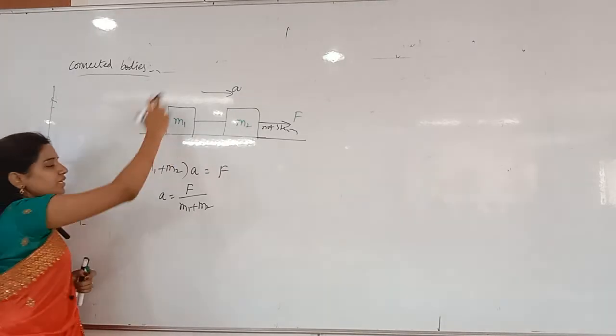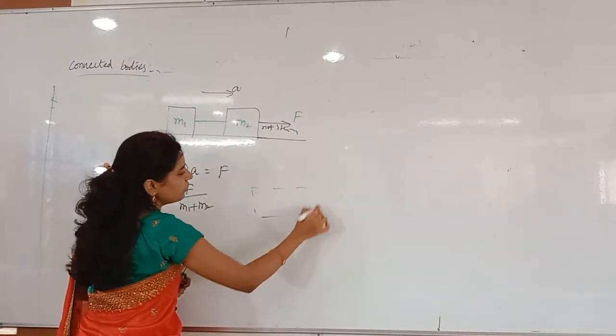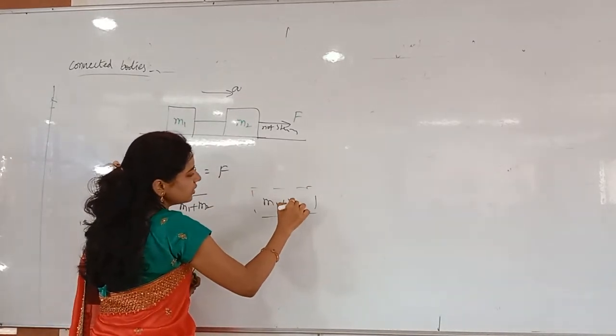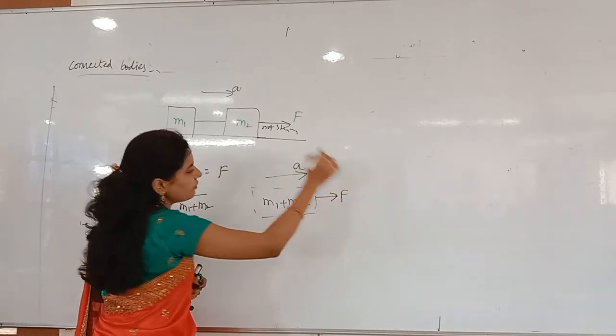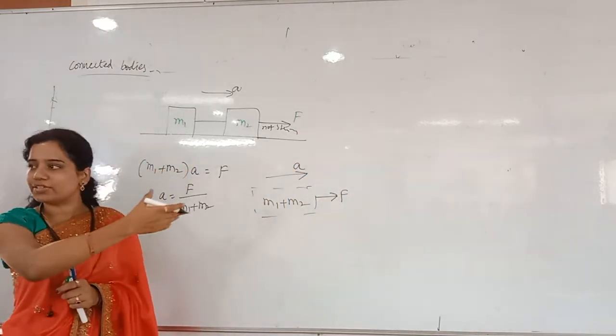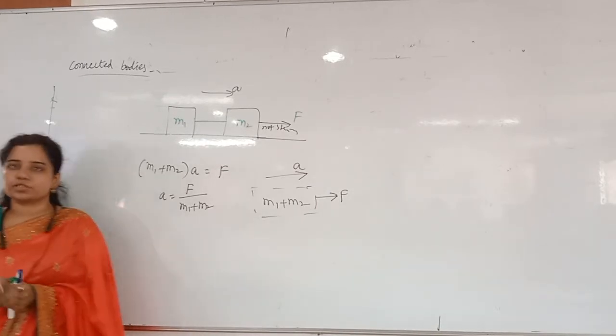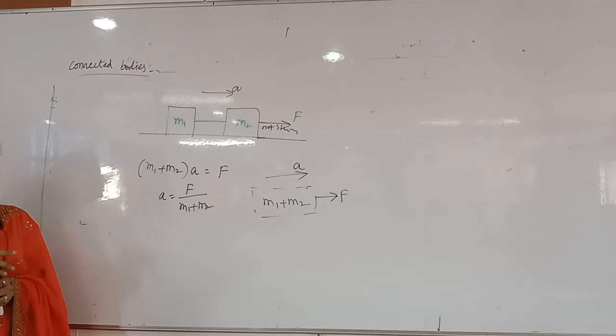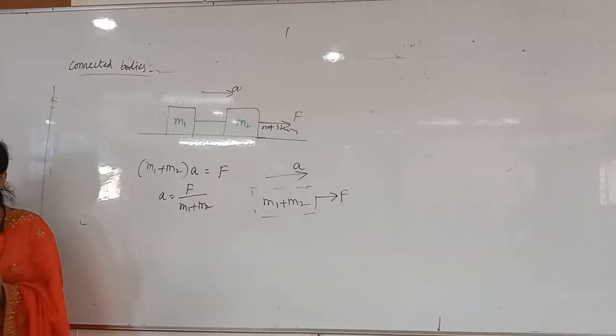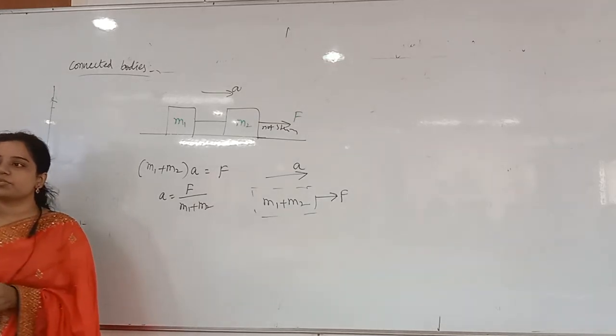Because I have considered the entire system as only one bigger block of mass m1 + m2, moving with acceleration a, with applied force F. That is what I have done here, because the two are moving together. Then you have to find the tension in the string. What will be the tension in the string?